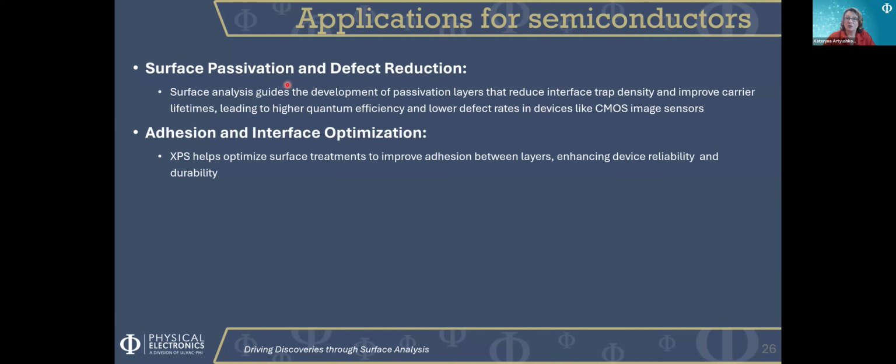The second is interface optimization. Semiconductor devices have many components to them. So the surface treatments that are done to individual layers are done to improve adhesion. XPS helps understand that and optimize those treatments, and therefore it allows us to enhance the reliability and durability of those devices.